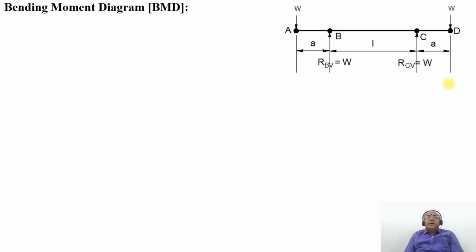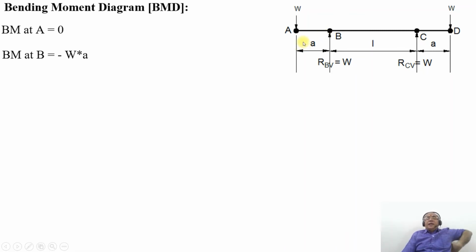So when you're going for the bending moment diagram, the bending moment at the point A is equal to 0. Bending moment at the point B will be equal to minus W into A. As the bending moment tries to bend in the downward direction, it becomes hogging, so by convention in the bending moment diagram, it is minus W into A.